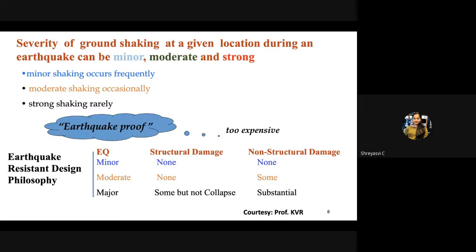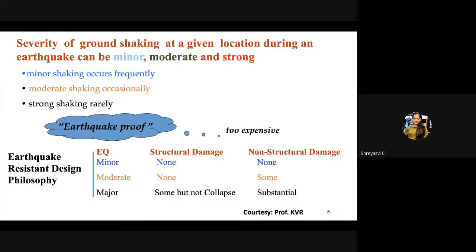This is one of the slides that I've taken from my supervisor's presentation. The severity of ground shaking at any given location during an earthquake can be minor, moderate, or strong. Whenever we talk about minor shaking, we are talking about events in the range of magnitude 2 to magnitude 3, 3.5, or even 4.